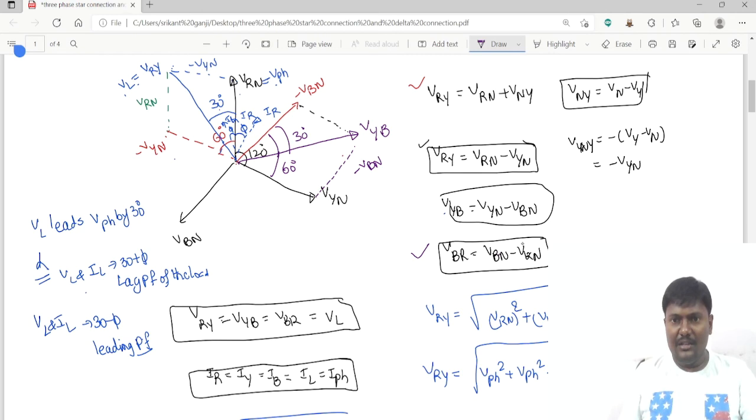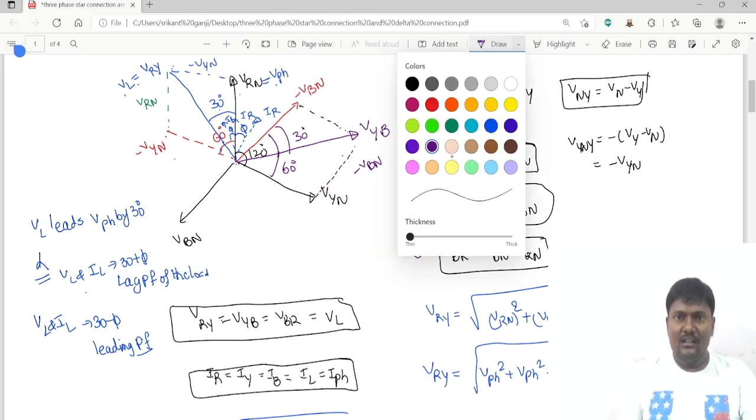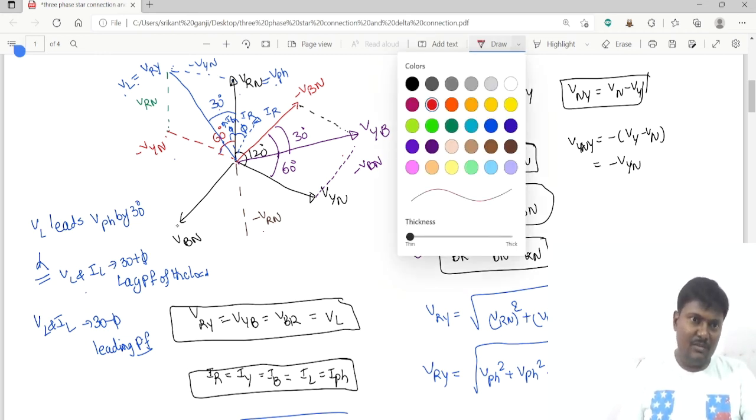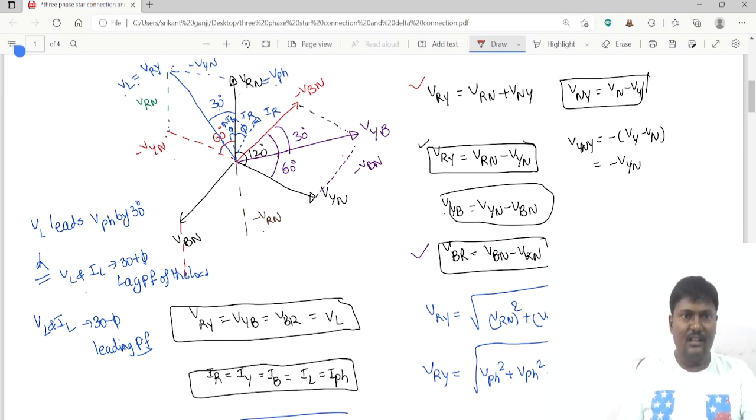And VBR can be represented as VBN minus VRN. So minus VRN is exactly 180 degrees to the VRN, and by adding these two vectors using the parallelogram concept, draw a line parallel to minus VRN, and a line parallel to VBN. By adding these phasors, I will get VBR, and this is 60 degrees, this one is 30 degrees.